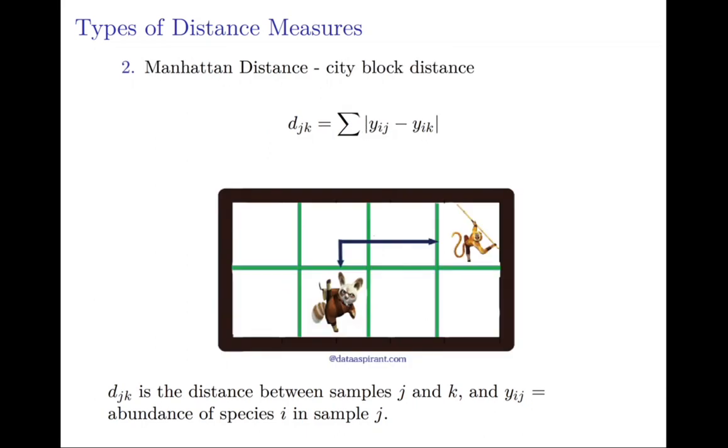So then there's also Manhattan distance, and that is often called the city block distance. You can think of your 2 points in space, sites j and k, and it's always up and over. So instead of drawing that hypotenuse between the 2 points, like for Euclidean distance, here you're going to think about your rise and your run, so up and over. And so here djk is equal to the sum of the absolute value of yij minus yik. And again, djk is the distance between samples j and k, where yij equals the abundance of species i in sample j.